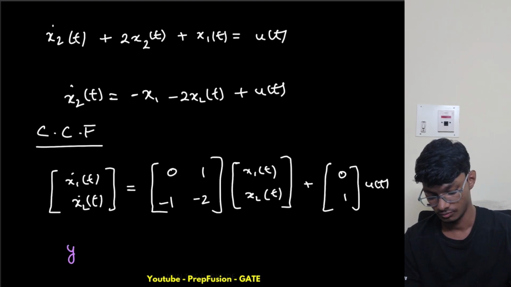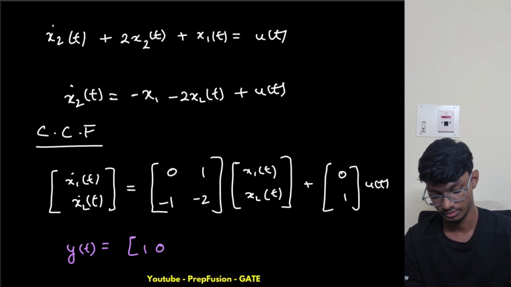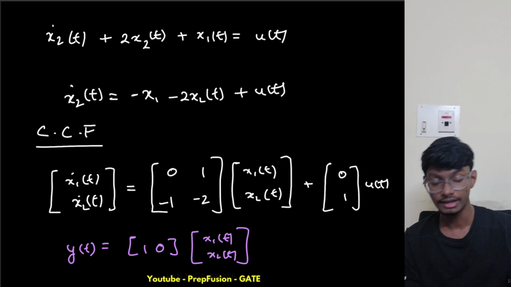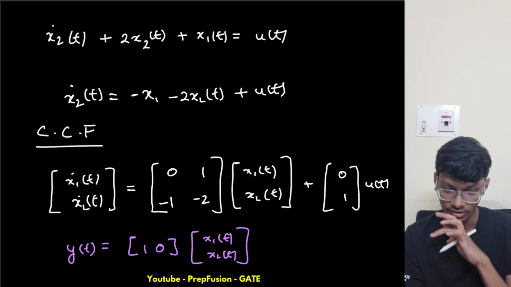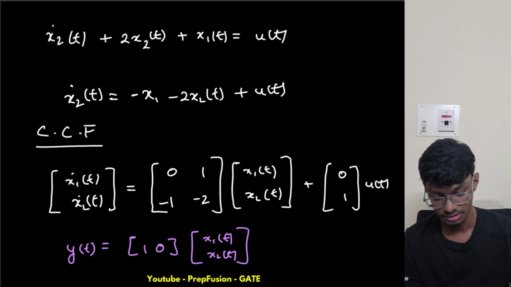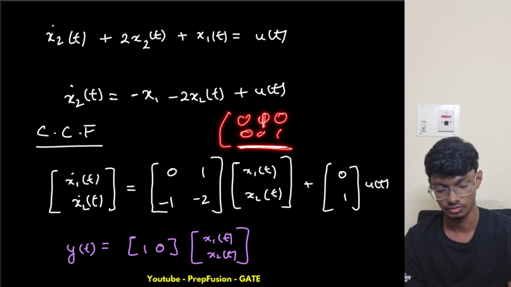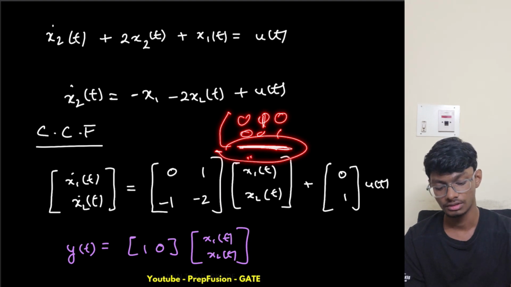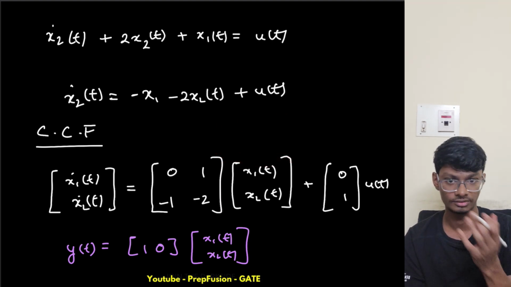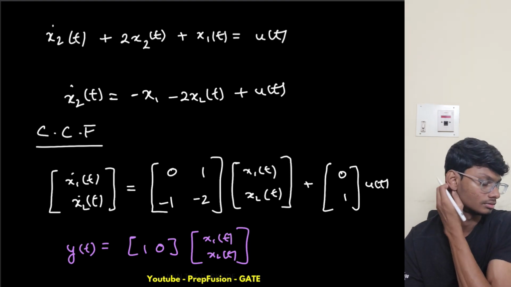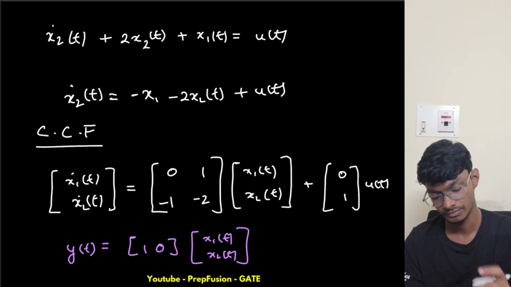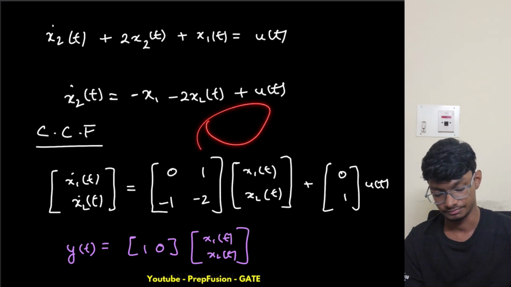And what is y of t? How is y of t related? y of t is simply equal to x1 of t, so this will be 1 0 and x1 of t and x2 of t. Now, can I write the transformation directly from here? What you observe is that this is a standard format where, if I have a 3 cross 3 matrix, the rows will start with 0 1 0, then 0 0 1, and then the last row will be the coefficients of the denominator of the transfer function. I will write all these standard forms when I'm explaining the controllable canonical form, don't worry.